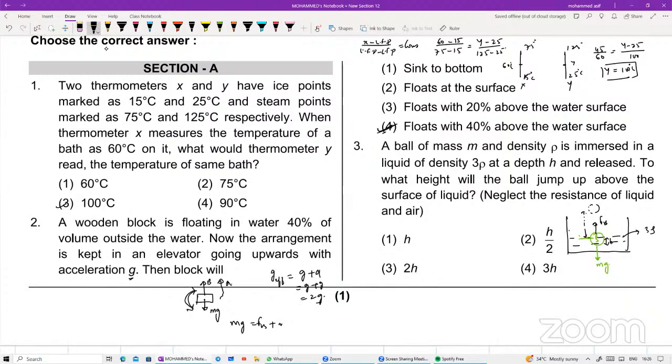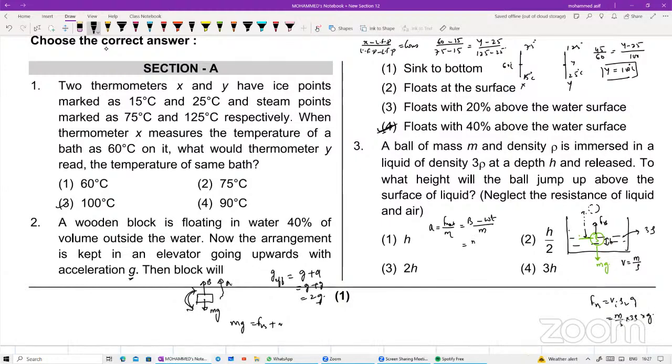So the volume of the ball which has been immersed will be equal to how much? Volume of the body will be equal to mass divided by density. This is the volume of the ball, isn't it? Now the acceleration of the ball: acceleration will be equal to net force divided by mass. Net force will be buoyant force minus weight, divided by m. Buoyant force, that is upthrust, is equal to volume immersed into density of liquid into g. Volume immersed is equal to m by rho. Density of the liquid is 3 rho, into g.